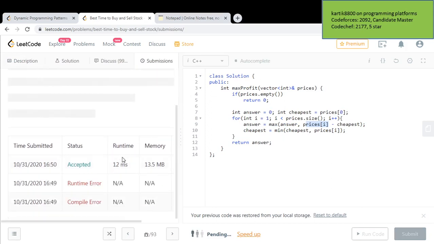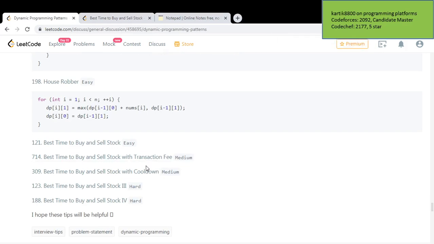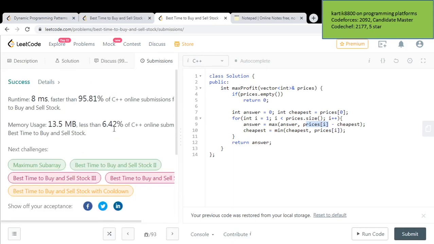Yeah, it already got accepted, but I just submitted it again anyway. Cool. So let's move to the next problem. Come on, show me that accepted thing. It looks good. Yeah, we got an accepted, and now we can move to the next problem.